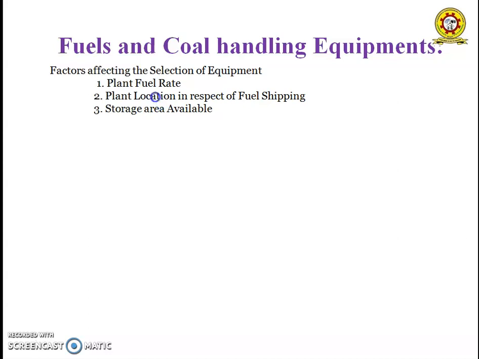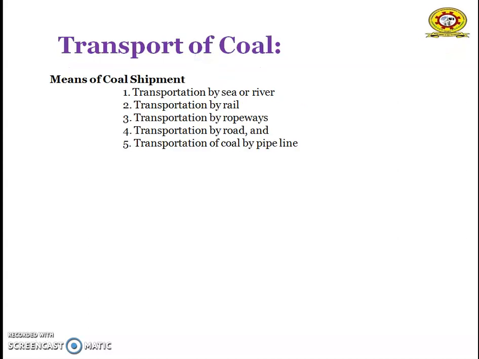And next one is transportation of the coal. The following are the means of the coal shipment. The coal is supplied from the coal mines to the power station. As already mentioned, the annual consumption of coal for a 2000 megawatt power station is approximately 5 million tons, or 20,000 tons per day over 250 days. Therefore, transportation of the coal is the major problem.